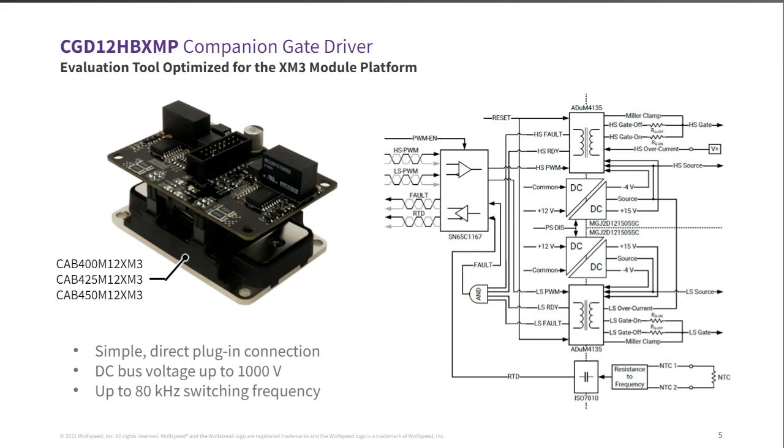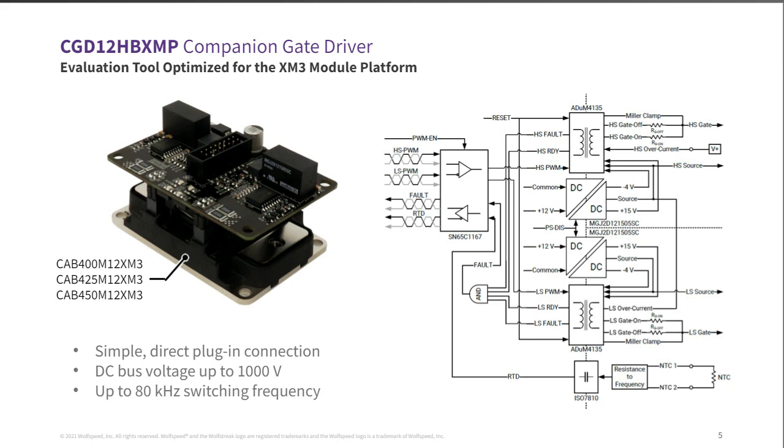You can operate it up to a 1,000-volt DC bus, and depending on the variant of the XM3 power module, the 400, the 425, or the 450, it can provide a switching frequency up to 80 kilohertz with the 2-watt power supplies on board. But really the takeaway, as you can see in the block diagram of the gate driver, is that we provide all of the functionality required to not only run double pulse tests or clamped inductive load tests, but also do full power testing, continuous testing with these gate drivers.